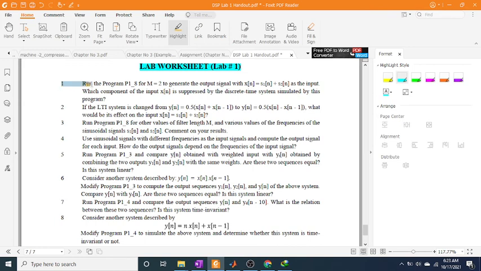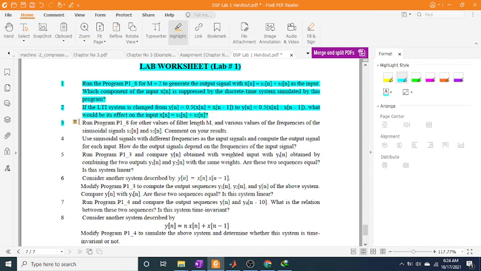Lab worksheet, lab number 1. 1. Run the program P1_8 for M equals 2 to generate the output signal with x[n] equals s1[n] plus s2[n] as the input. Which component of the input x[n] is suppressed by the discrete-time system simulated by this program? 2. If the LTI system is changed from y[n] equals 0.5 times x[n] plus x[n-1] to y[n] equals 0.5 times x[n] minus x[n-1], what would be its effect on the input x[n] equals s1[n] plus s2[n]?